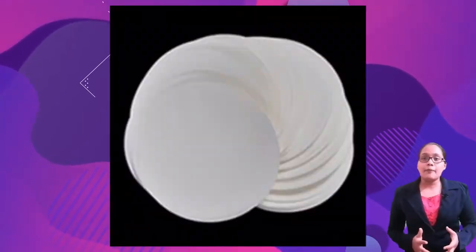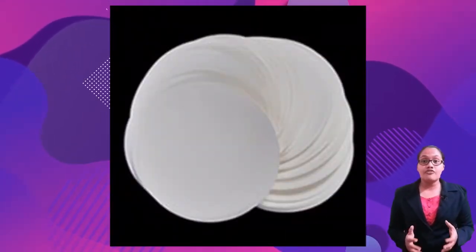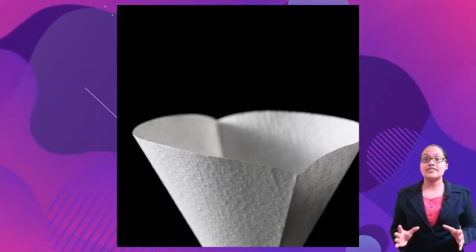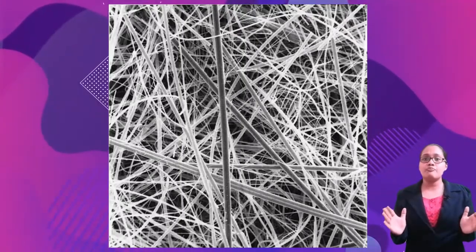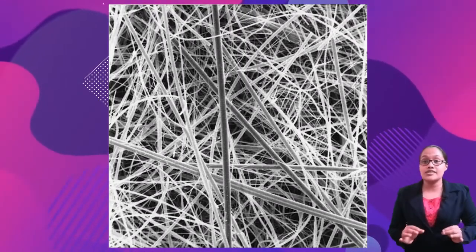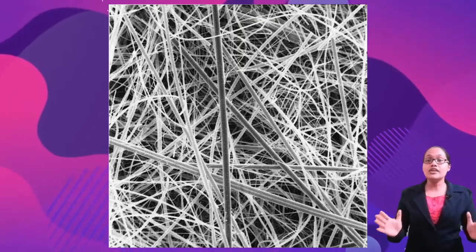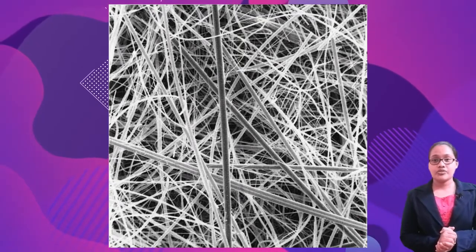So, the first method is filtration. The process of removal of insoluble solids that are present in a liquid by using a filter paper is called filtration. So, what is a filter paper? A filter paper is a round piece of special paper that contains millions of pores or holes which can be seen only through a microscope.